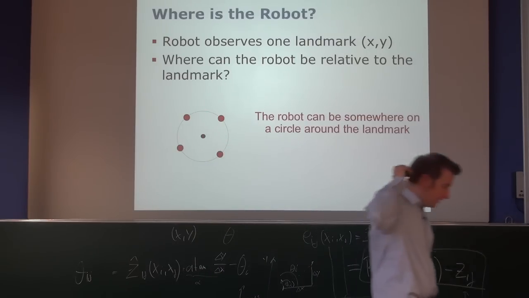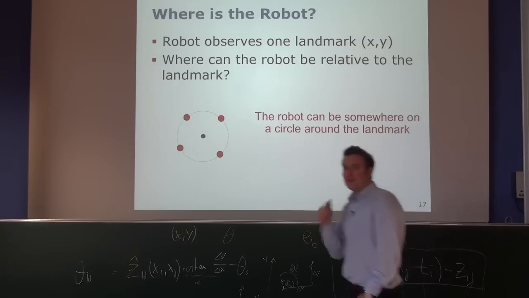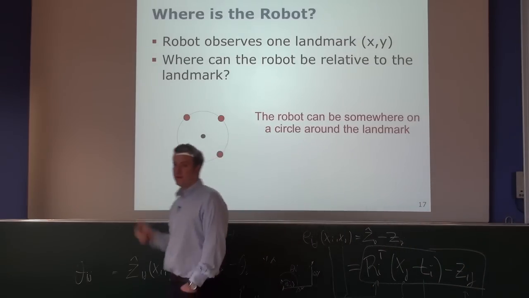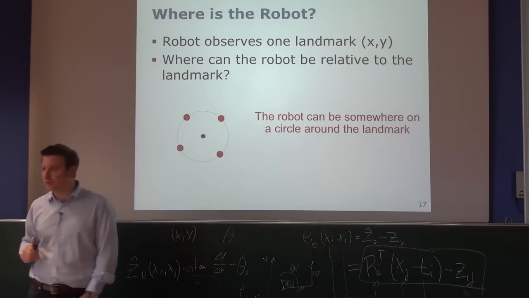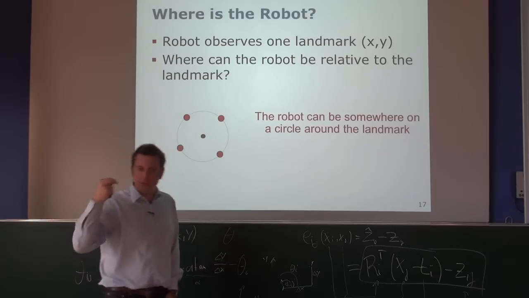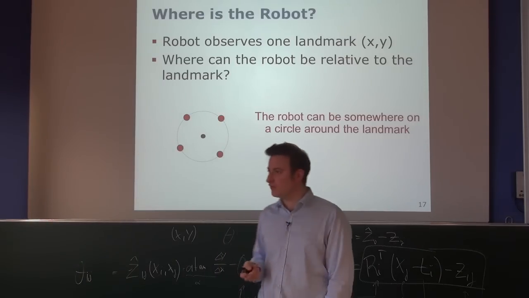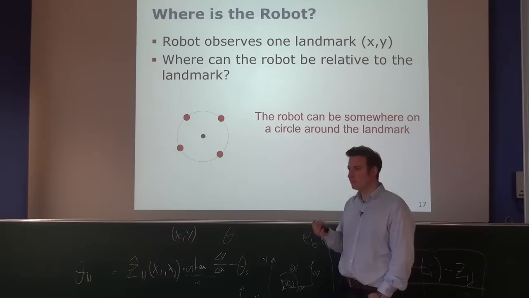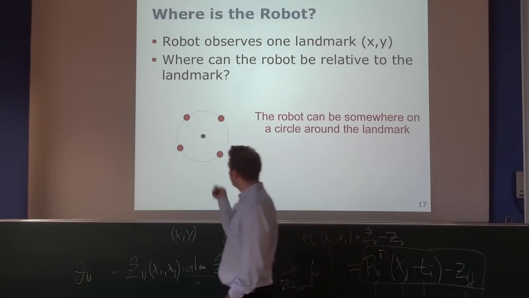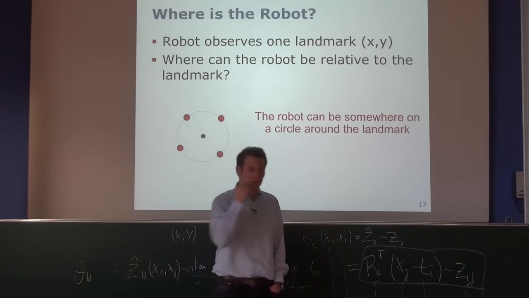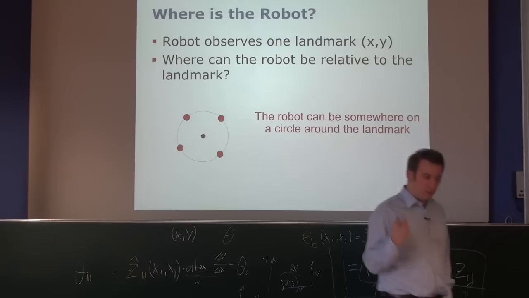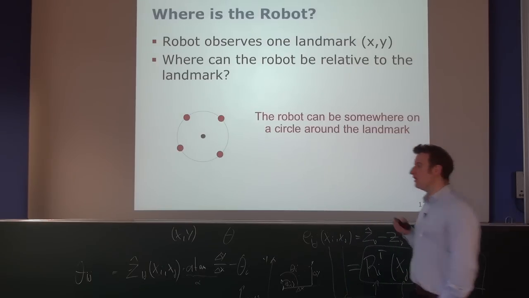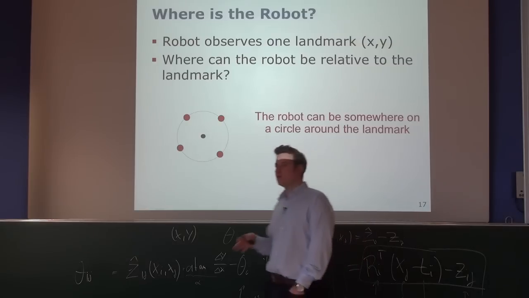Okay, so the pose of the robot is 3-dimensional: x, y, theta. We have a constraint which has rank 2. That means what remains is a 1D solution space. So this is the result. If we have only one observation, we can't identify a unique solution for where the robot sits.